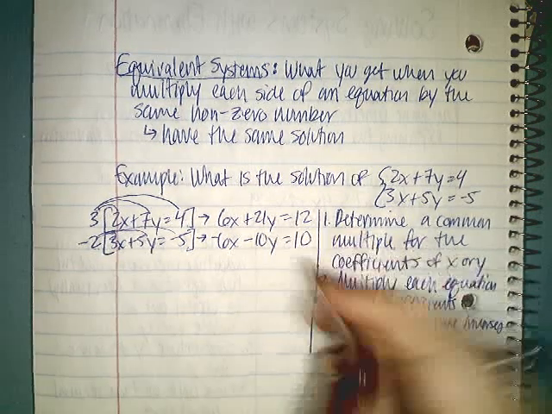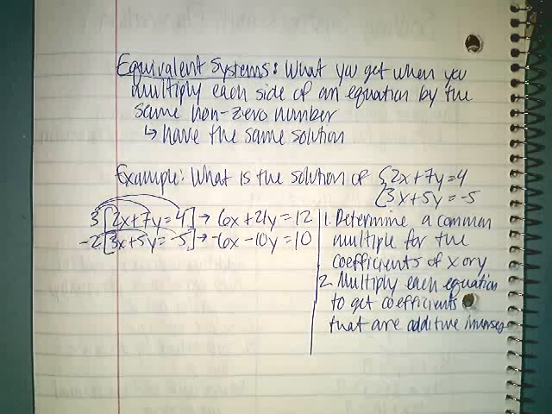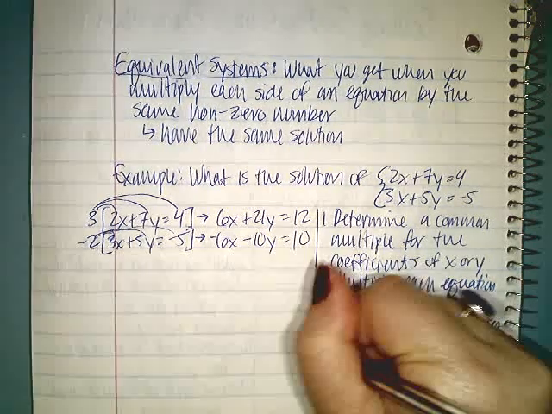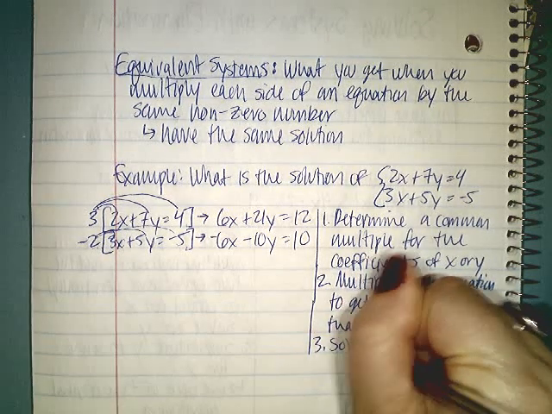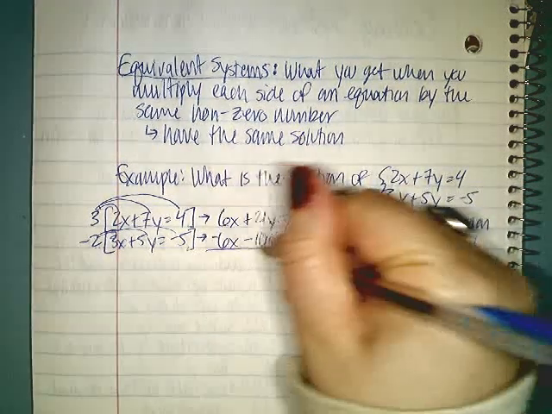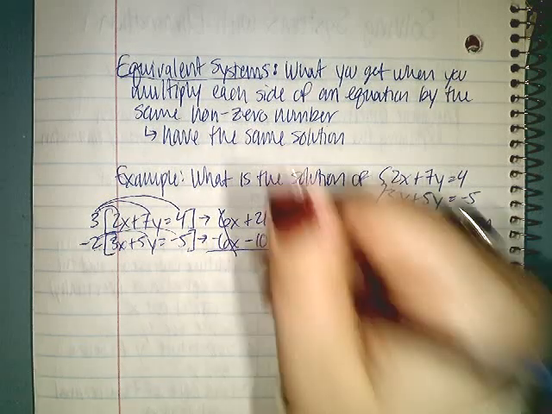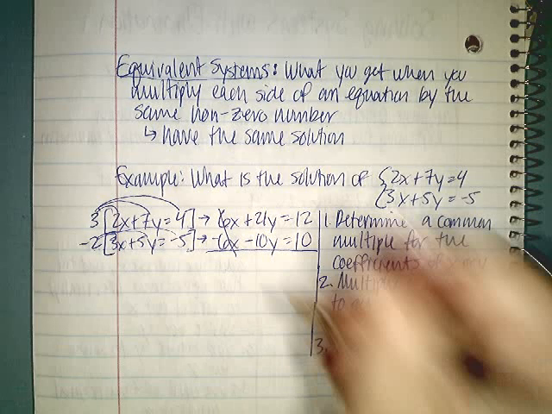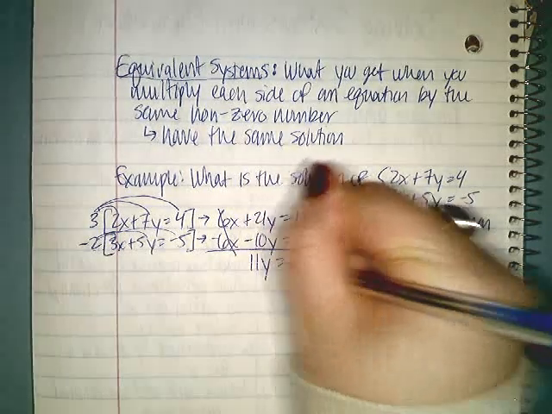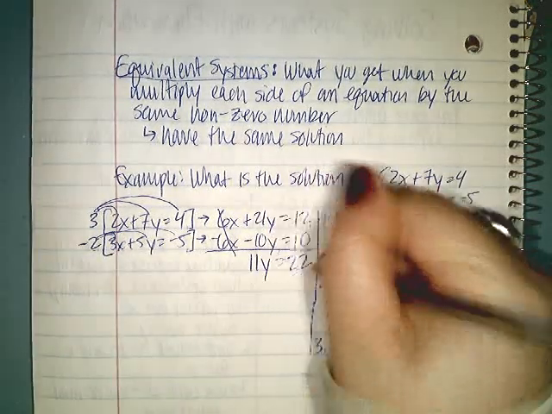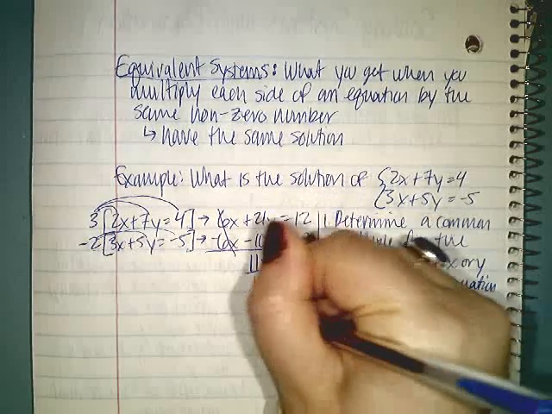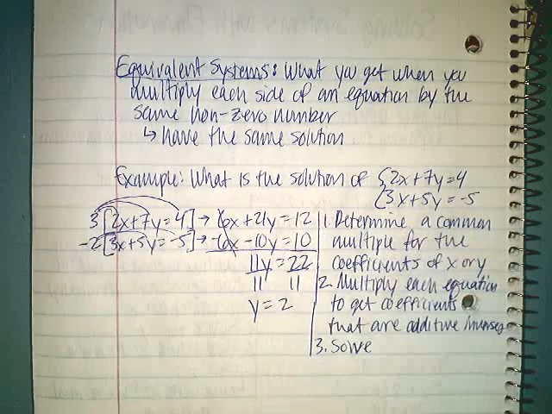Now I have a situation that looks just like our last example. I'm going to solve just like we solved our last one. I'm going to add these straight down. 6x and -6x are additive inverses. Those cancel out. 21y minus 10y is going to be 11y. 12 plus 10 is 22. Divide both sides by 11 and I get y equals 2.